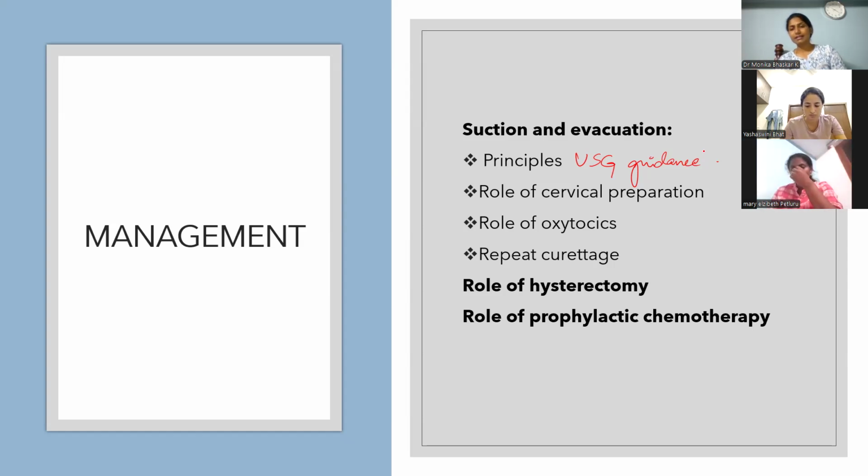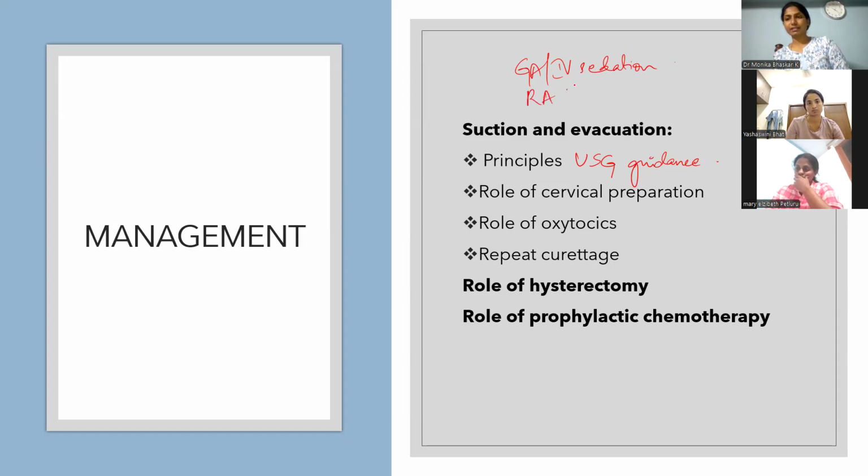So EVA is electronic vacuum aspiration. You have to prepare the woman, get all relevant investigations, and it can be done either by giving general anesthesia or IV sedation, or it can be performed by giving regional anesthesia.